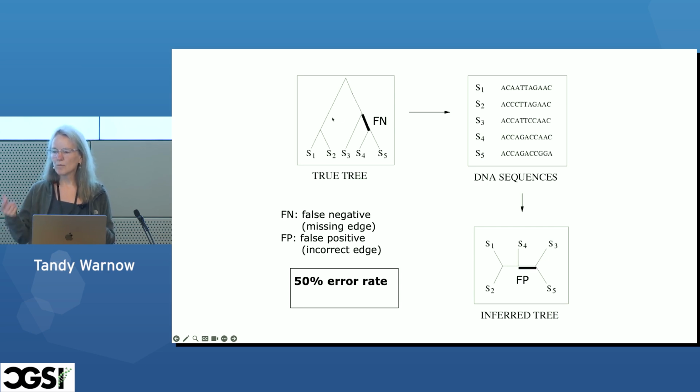So you can look at the number of true positives, the number of false positives, number of false negatives. If we talk about error rate, you're only looking at the number of internal edges that are false positives or false negatives. When both trees are fully resolved, it's the same error rate. Okay? So a 50% error rate means half of the edges are wrong.